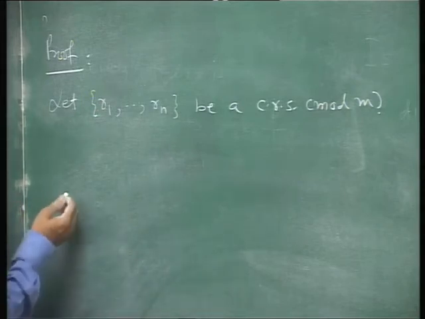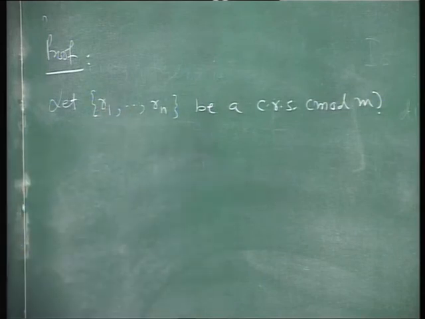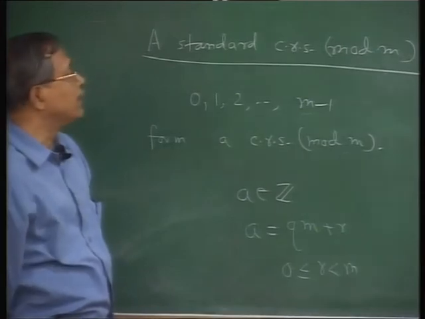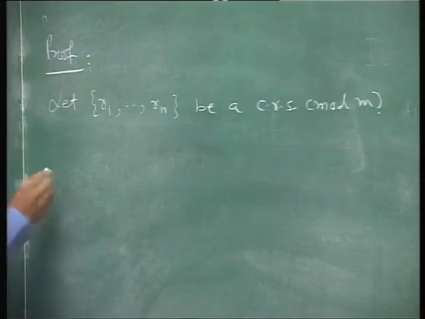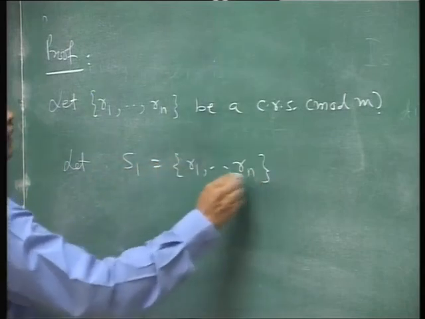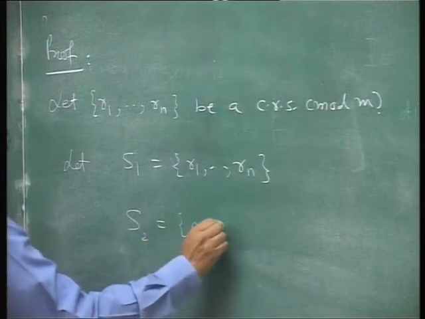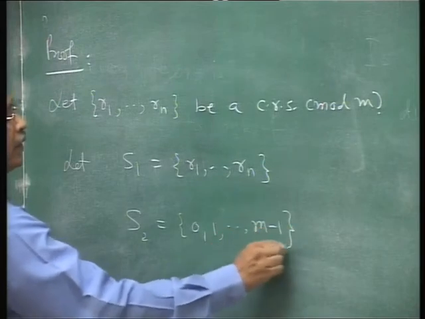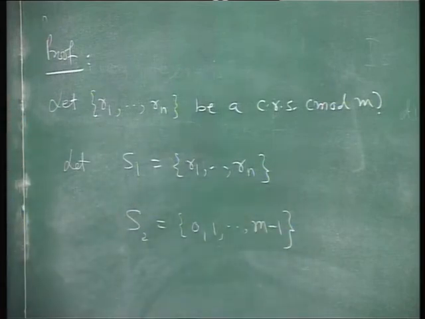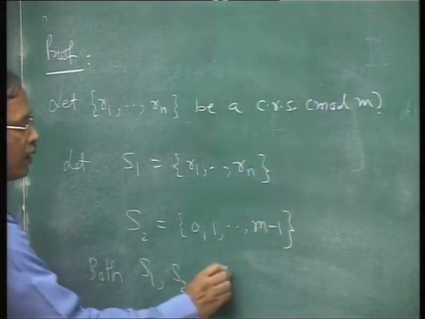So call this set S1 and take S2 to be the set of these elements 0 to m minus 1, which is the standard complete residue system. So let S1 equal the set R1, R2, Rn and S2 be the set 0, 1, 2, etc., m minus 1. This is the CRS. So both S1, S2 are CRS.